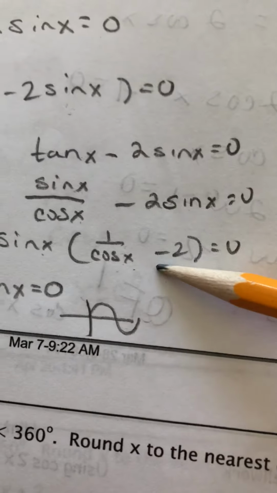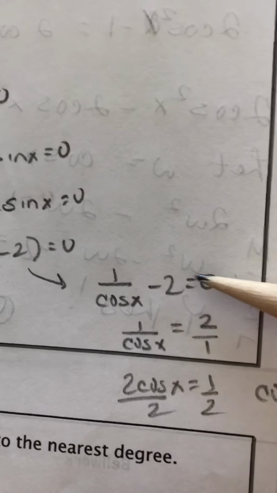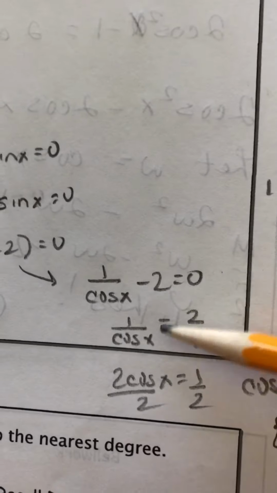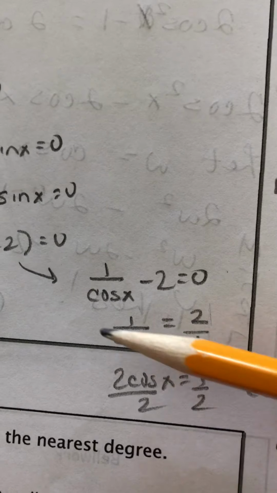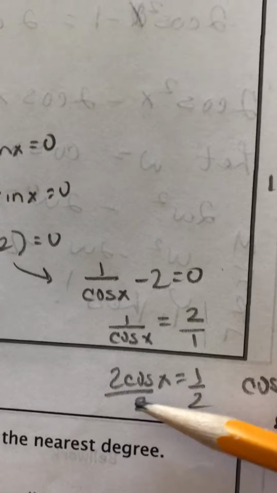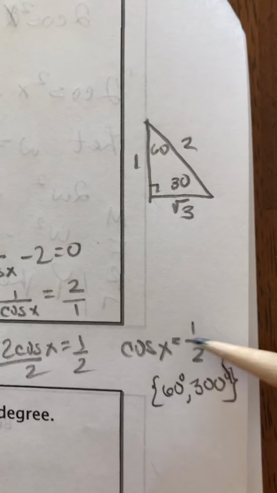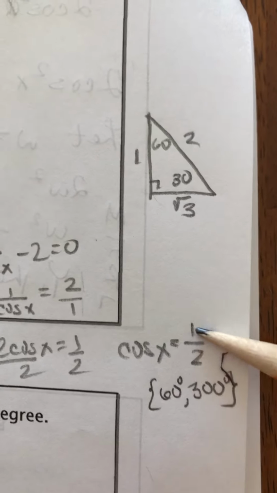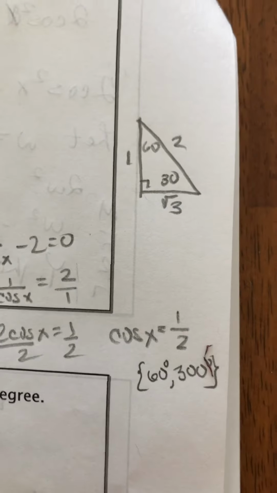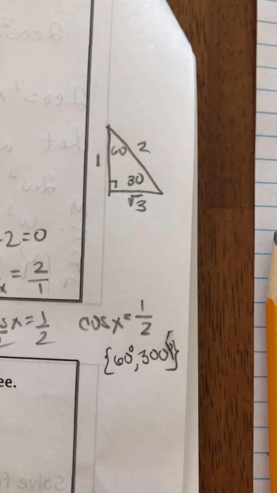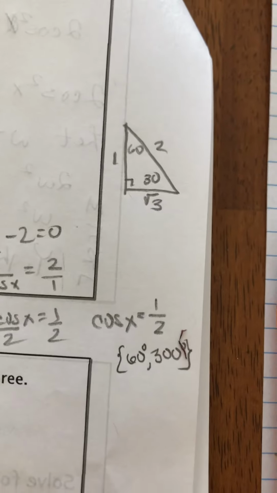But let's combat this. 1 over cosine x minus 2 equals 0. Bring the 2 on over. Remember, when you see fractions, it might help to treat it as a proportion, put a 1 underneath, and cross multiply. We get 2 cosine x equals 1, and dividing both sides by 2, we are trying to find an angle whose cosine is 1/2. So once again, the 30-60-90 triangle. But don't forget, cosine is positive in quadrants 1 and 4. So that's why you have two answers there, 60 degrees and 300.